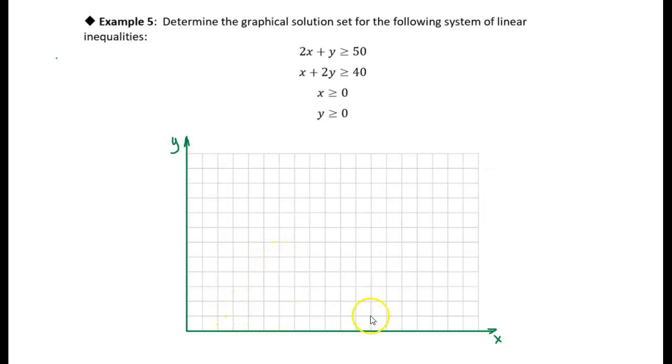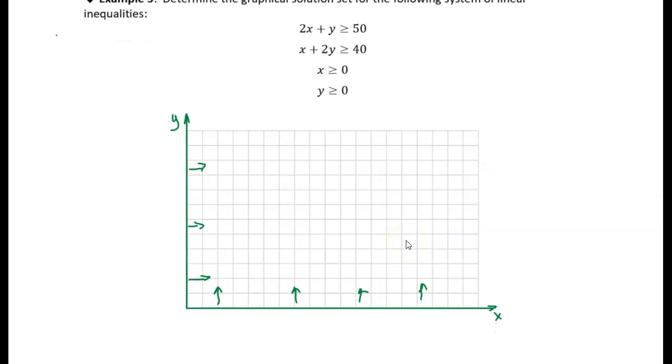All right, so now these last two inequalities are probably the easiest to deal with. x is greater than 0 is on the right side of the y-axis. Those are the points that have x values greater than 0, and y is greater than 0 is above the x-axis. So you can see I didn't even bother drawing the axes out into the other quadrants. I'm only concerned about the first quadrant, where both x and y are greater than 0. So that's all I've really drawn anyway.